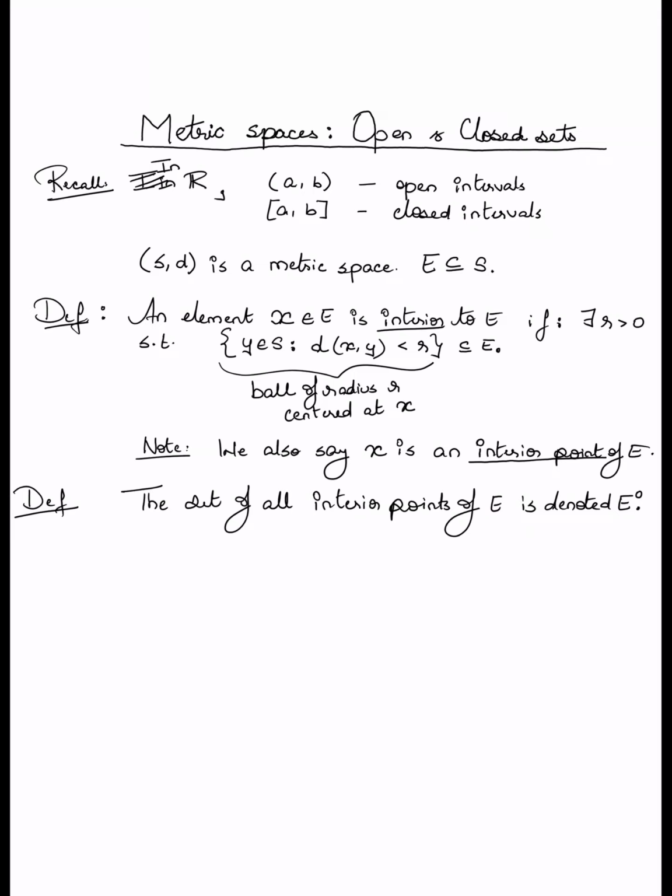And once again, what are interior points of E? These are those points for which there is some ball centered around that point which is completely contained within E. So from an English standpoint, it justifies why we call those points interior points, because there is some neighborhood, a ball around that point, which is completely contained within E. This E naught is also called the interior of E.